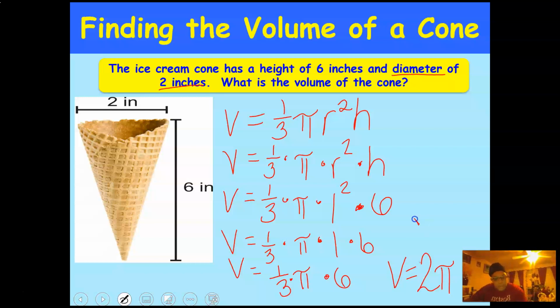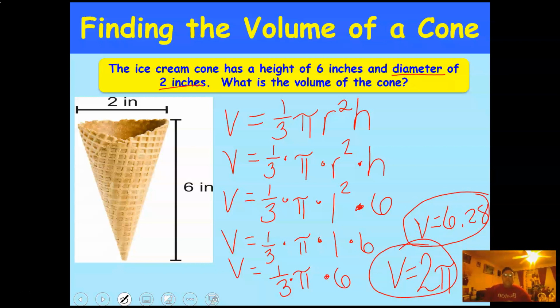When you do that, the volume equals 6.28 and a whole bunch of numbers. I would just accept 6.28 or 2 pi. Either one of those answers would be correct because they're the same thing. All right? And 2 pi is more accurate only because we didn't estimate, we just left it as pi. Pi is infinitely many numbers.